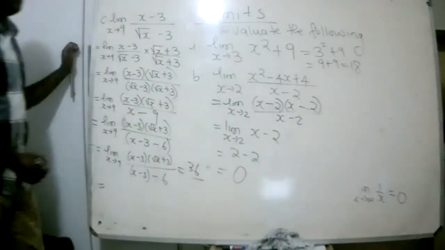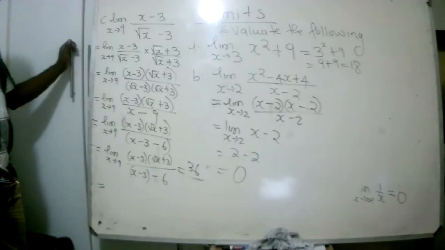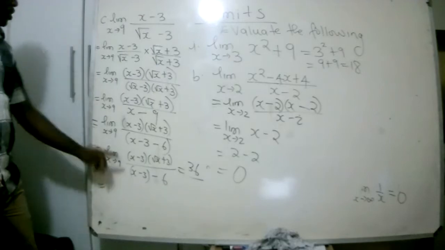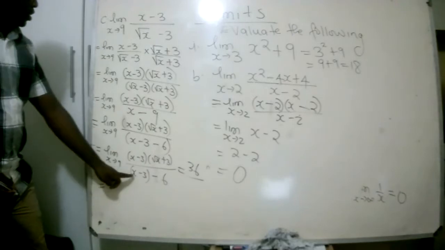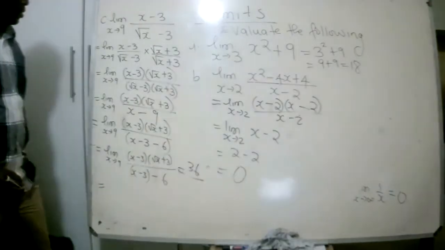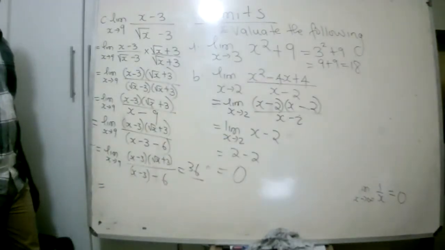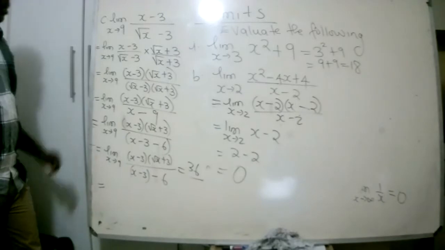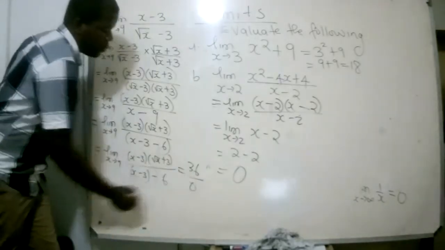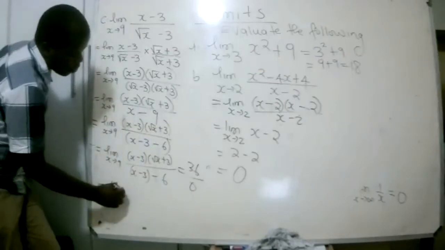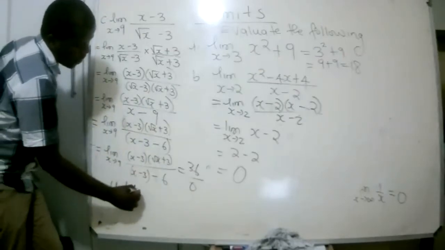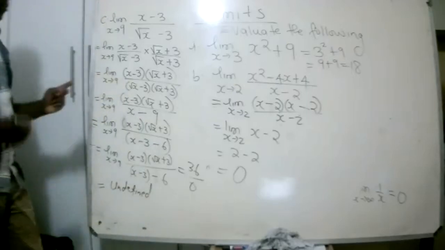And then on the denominator, what do we get? We substitute 9 on the denominator. What are we going to get? So it's 9 minus 3 minus 6. It's 0. So it's 36 divided by 0. So it's in this situation after simplification where you can conclude that this is undefined because it was not simplifiable.